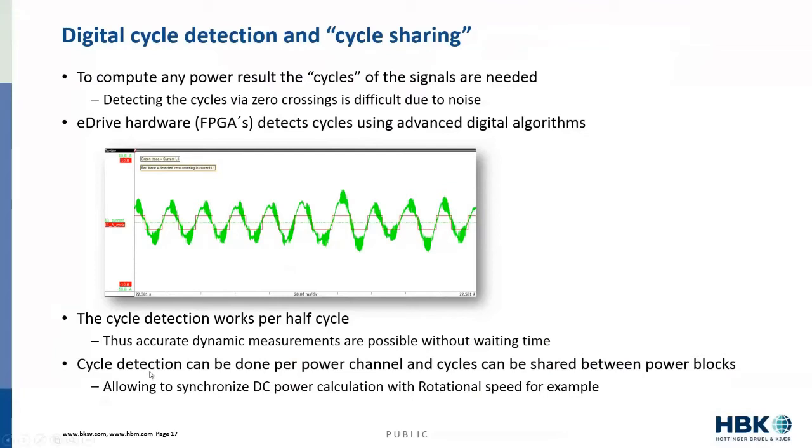Also, the cycle detection can be done per power channel, and the cycles can be shared between power blocks. So for example, you can synchronize a DC power calculation with rotational speed so that your efficiency is determined over the same cycle for the entire drivetrain.